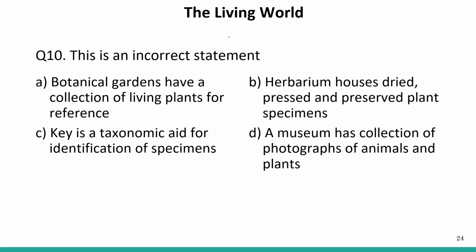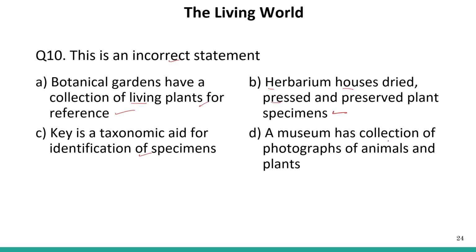Now coming to the next question. This is an incorrect statement they are asking for. Which is the incorrect statement from the options? First is botanical gardens have the collection of living plants for reference. So this is true. Second option is herbarium houses dried, pressed and preserved plant specimens. This is also true. Next option is key is a taxonomic aid for identification of specimen. So this is also true.